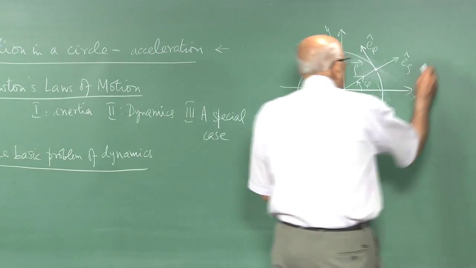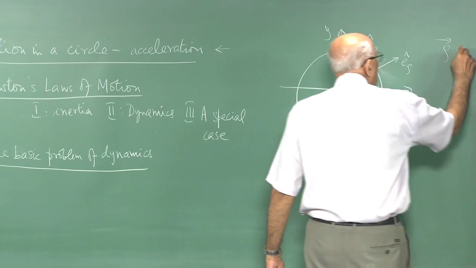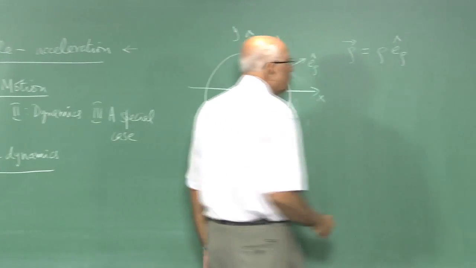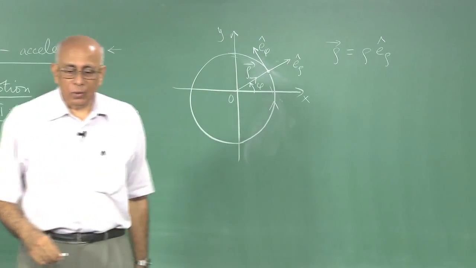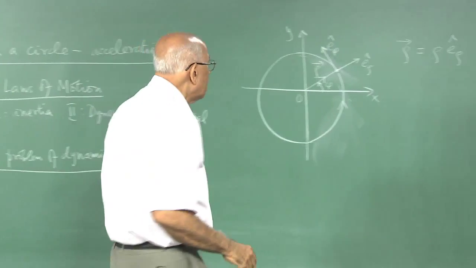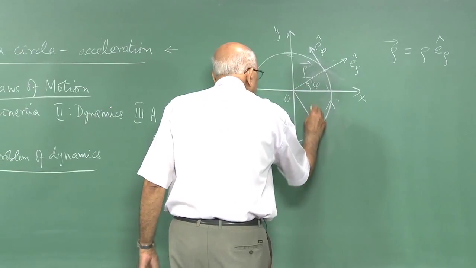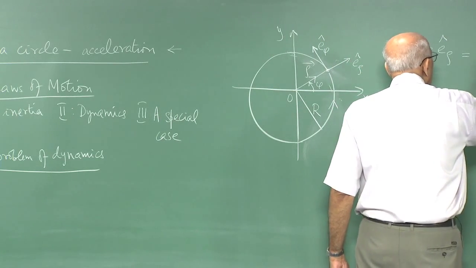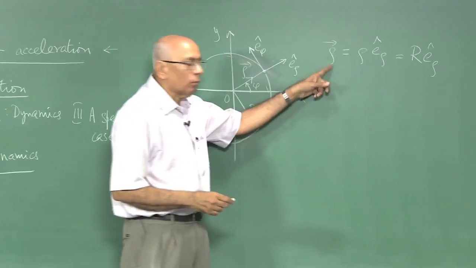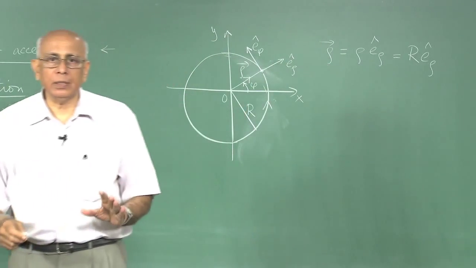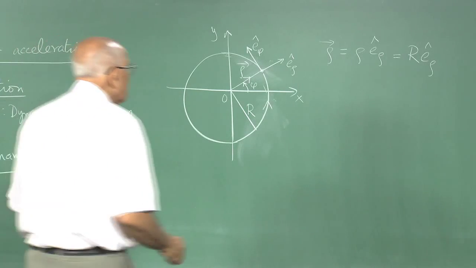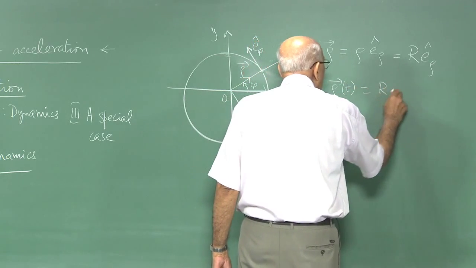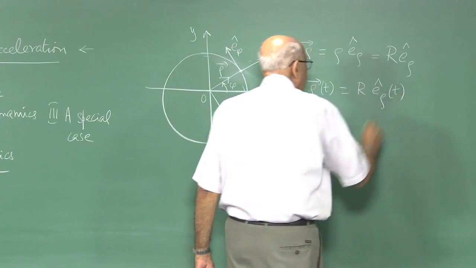Now the starting point is to say that the position vector of this particle at any time is equal to rho times E sub rho, and remembering that rho is a constant in this case, since the radius of this circle is prescribed to you, this is equal to r times E sub rho. Therefore, any change in this position vector comes entirely from the change in the unit vector in the radial direction, and let us call that a function of t. So we have rho of t equal to r times E rho as a function of t.